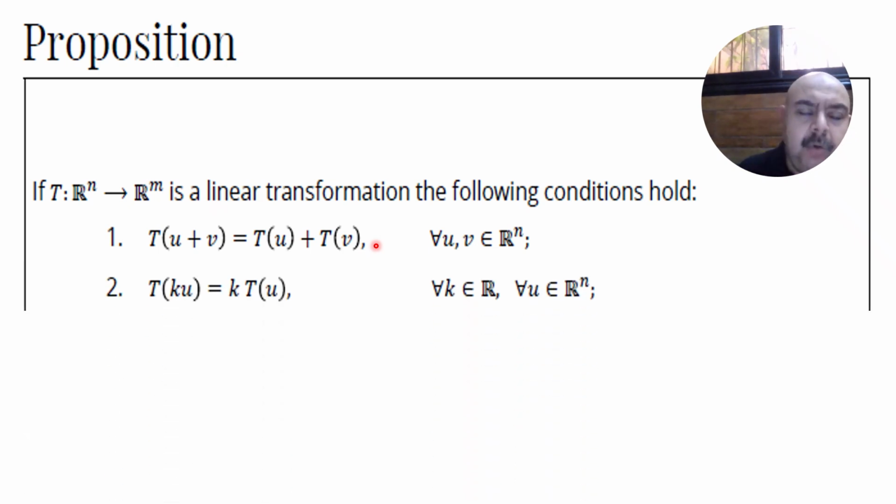Also, linear transforms preserve the multiplication of a constant or a scalar. So getting the transform of a constant value times a vector will be exactly the same as getting the transform first for the vector, then multiplying by the constant number. And that's for every a belongs to R and for every u belongs, of course, to Rn.